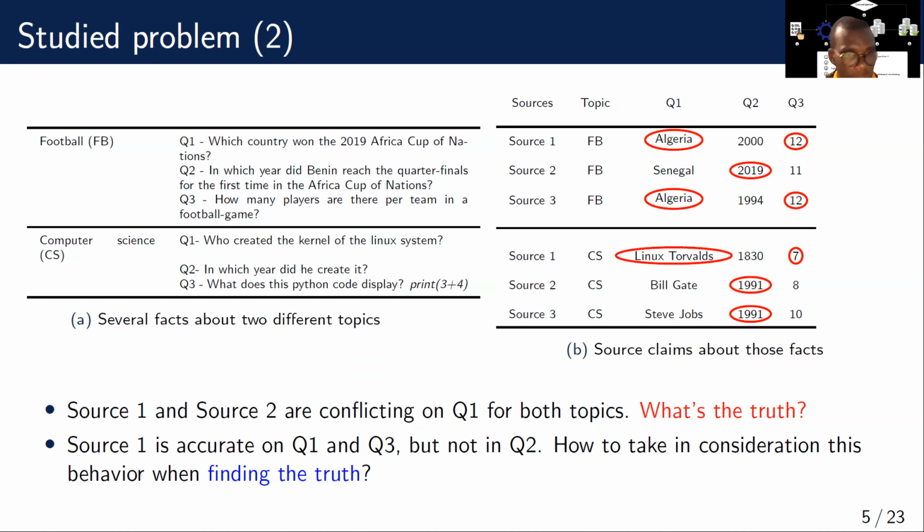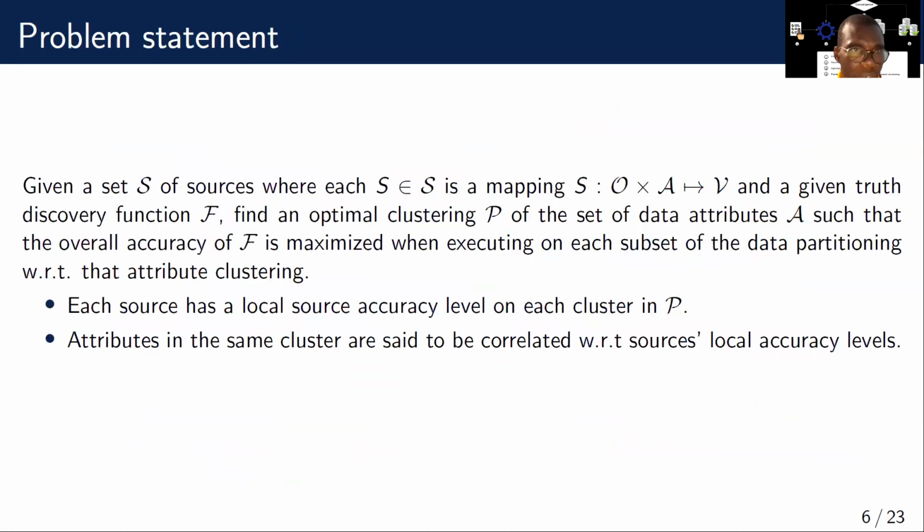The second observation here is that source 1 is accurate on Q1 and Q3, but not accurate on Q2. How do we now take this behavior into consideration to find the truth? This is the main challenge in our work.